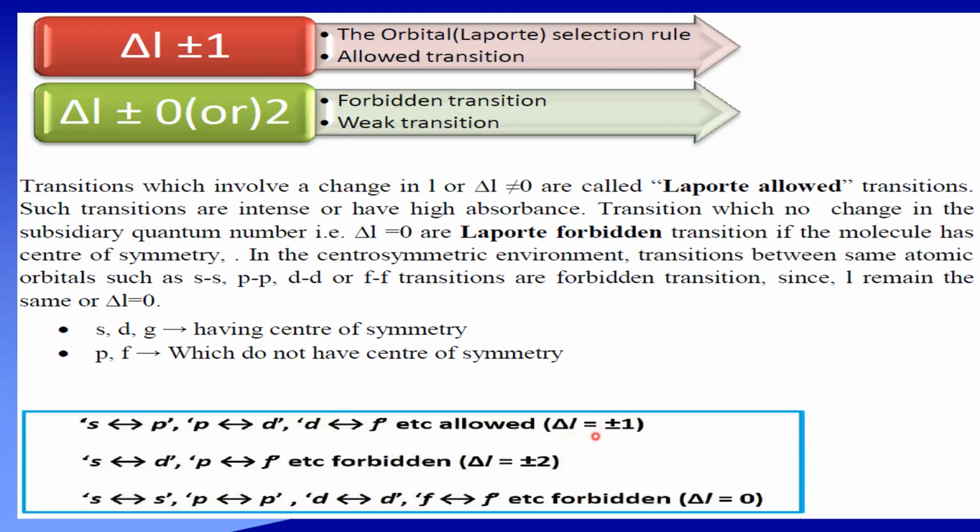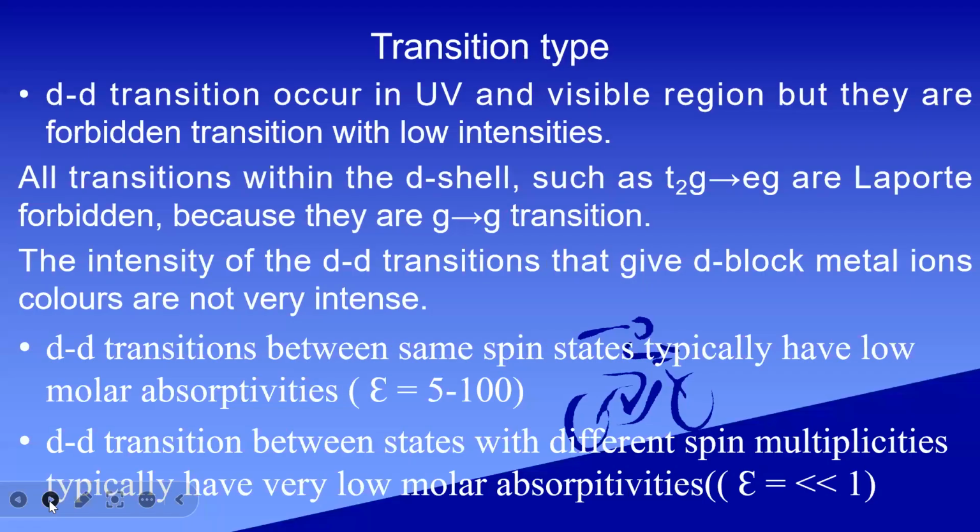In this case, del L is equal to plus or minus 1. S to D, P to F, etc. are forbidden transitions. In this case, del L is equal to plus or minus 2. S to S, P to P, D to D, F to F are forbidden transitions. In this case, del L is equal to 0.